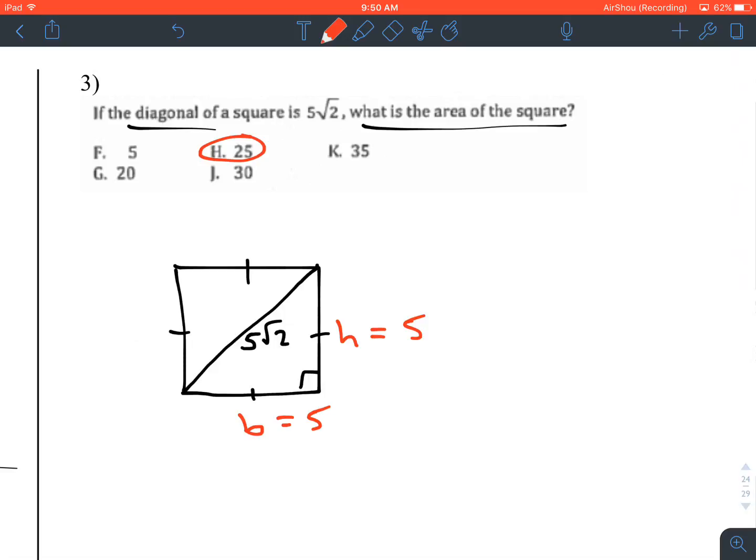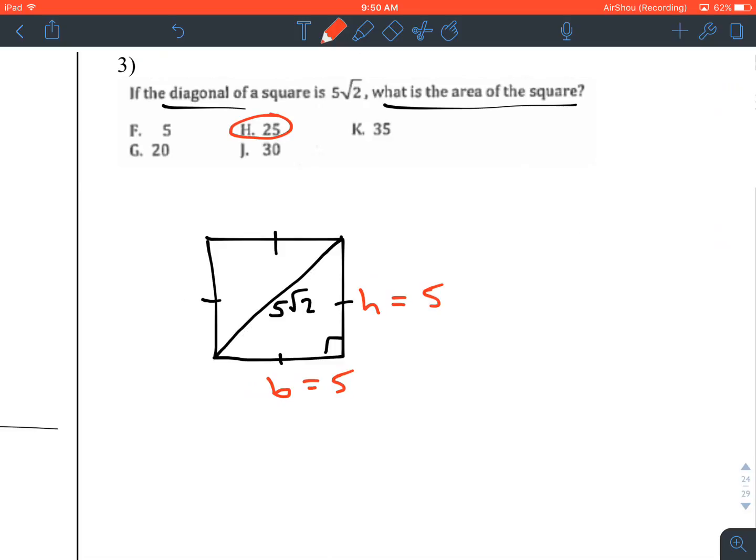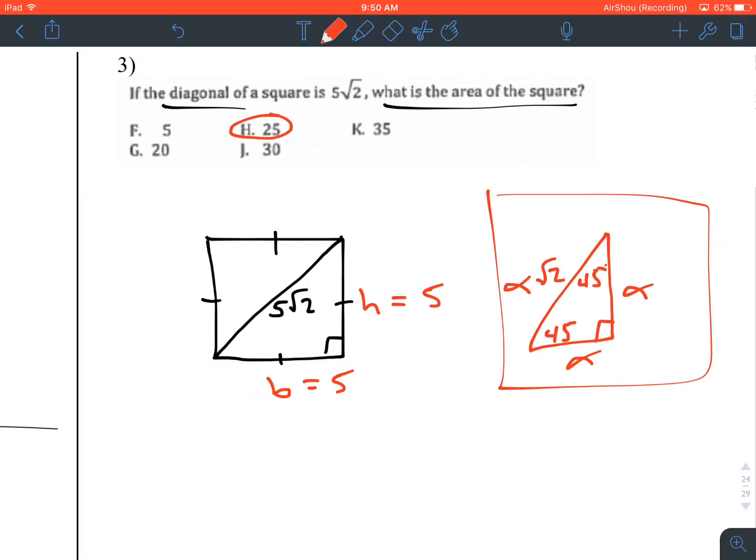So let me explain the special right triangles. And this is extremely important that you write this down and that you memorize it. In every 45, 45, 90 right triangle, whatever the length is opposite the 45s has to be the same. We're just going to call that alpha. Whatever's opposite 90 is whatever's opposite 45 times the square root of 2. This is true in every 45, 45, 90 right triangle.